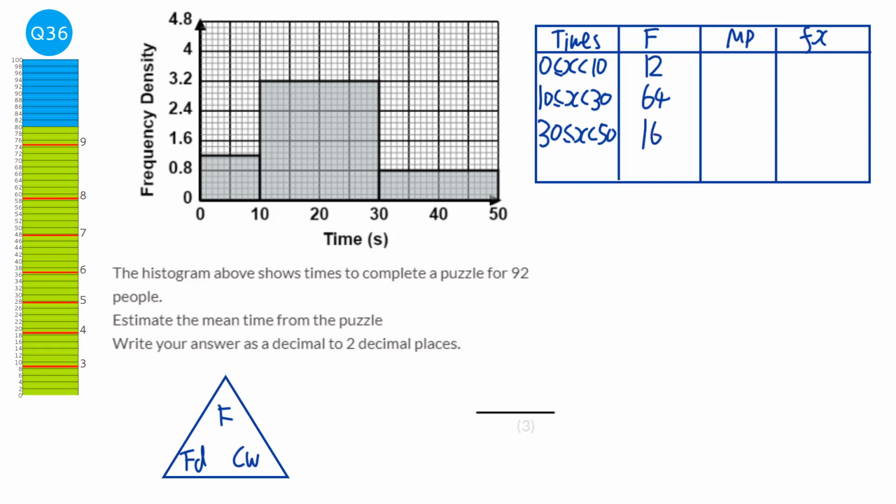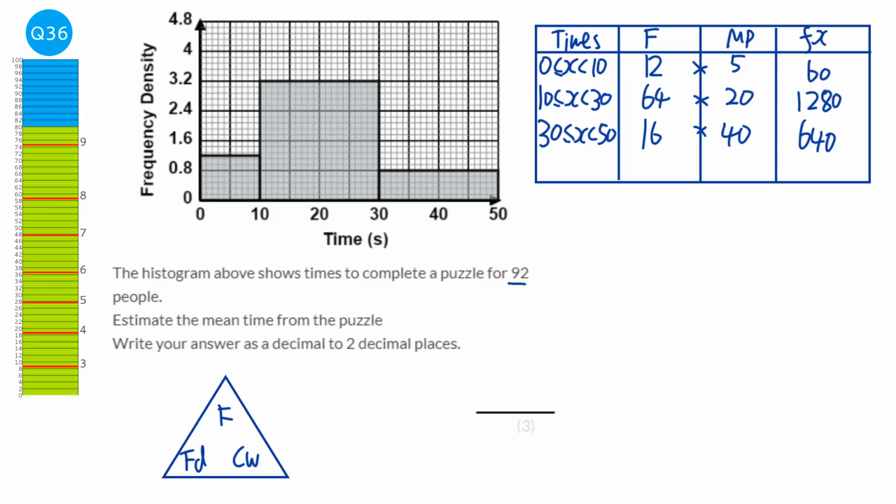Okay, so we've got our table from the histogram, and we're asked to find the mean. So hence us doing the midpoint, etc. So the midpoint is 5, 20, and 40. And then the fx, we just times these together, and that would be 60, 1280, and 640. Now, something I said earlier is that the frequency density is proportional to the frequency divided by class width.